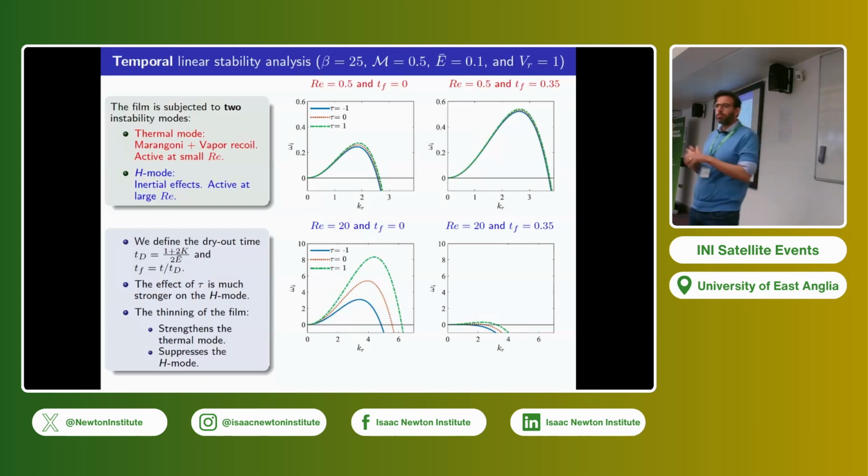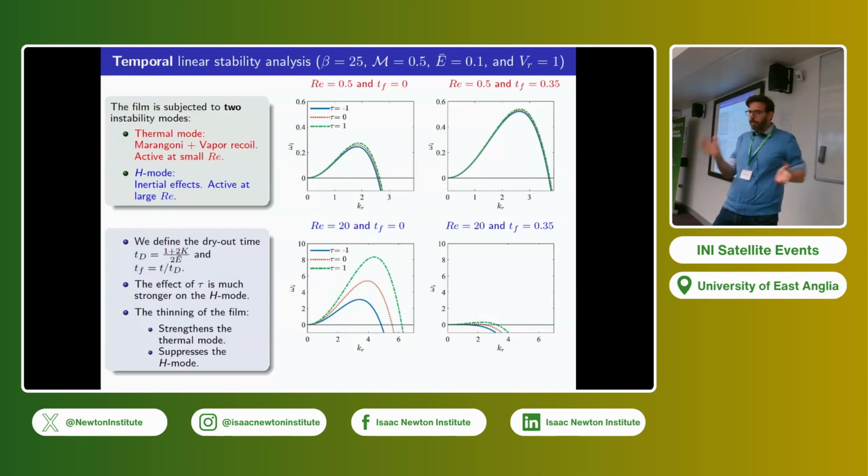So first of all, let's look at the shearing gas. The effect of tau is much stronger on the H mode, okay? So we can see, I mean, these three tau values. While for the thermal mode, the effect of tau is minimal. The other effect that was interesting for us was the thinning of the film, okay? For the H mode, the thinning of the film is suppressing it. The film gets thinner and thinner, so it's more viscous, viscous forces are stronger, and so eventually we kill the H mode. The thermal mode actually is enhanced. That was an interesting point.